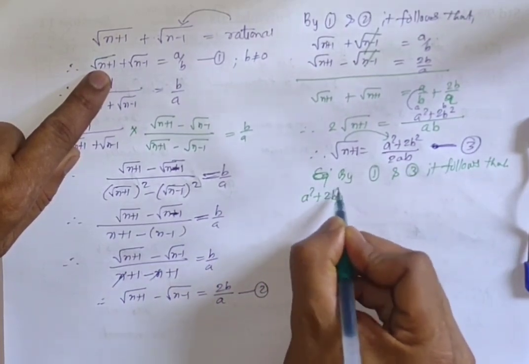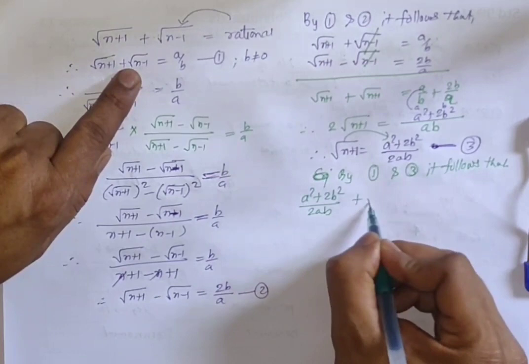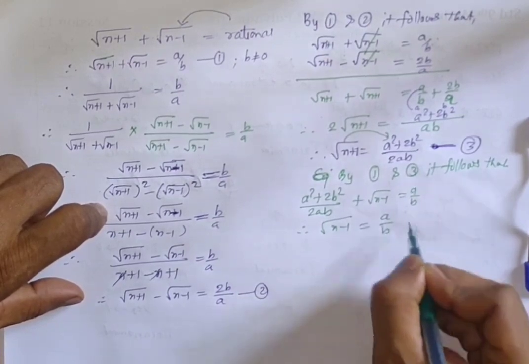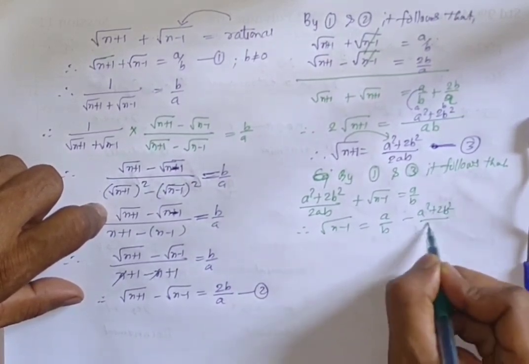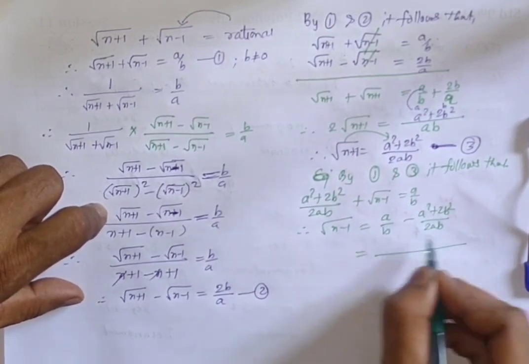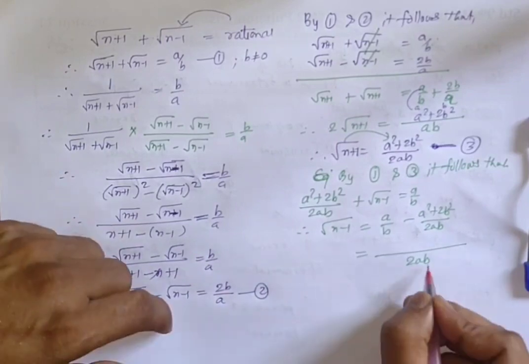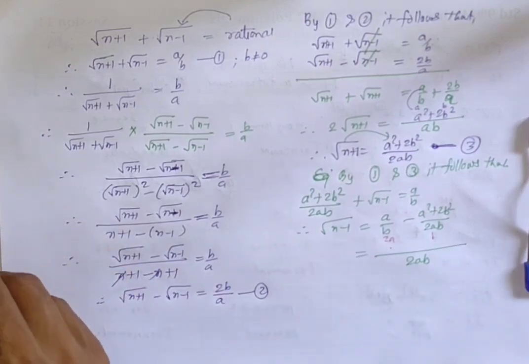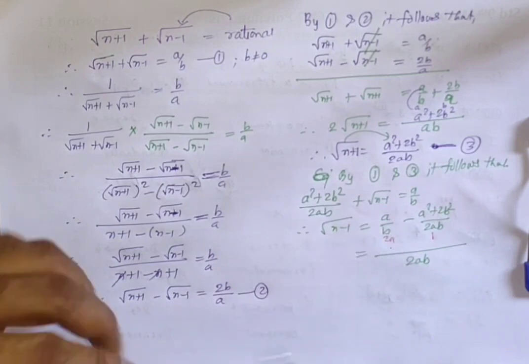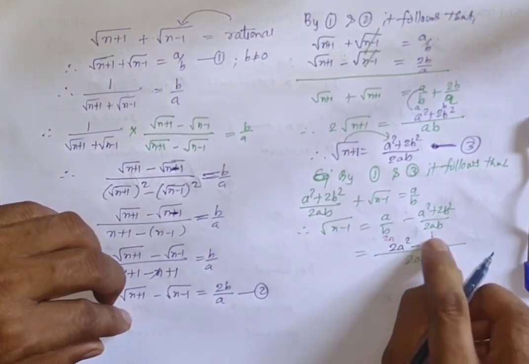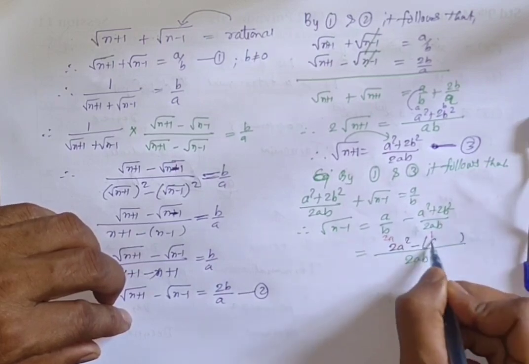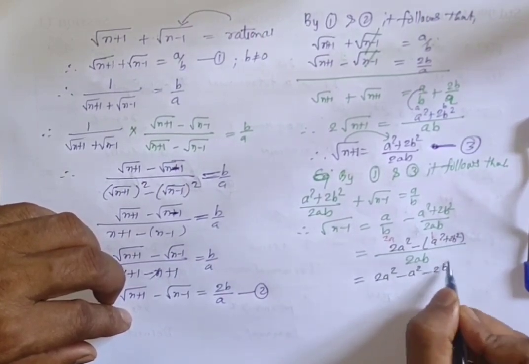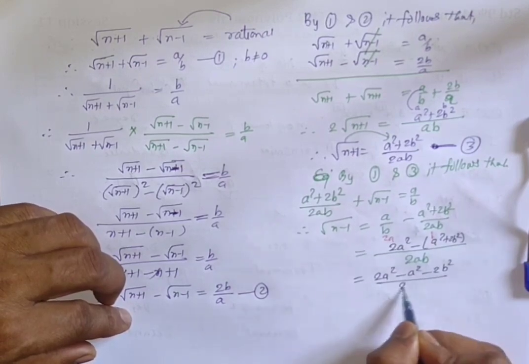What is that? A square plus 2b square upon 2ab plus root n minus 1 is a upon b. Therefore root n minus 1 is a upon b minus a square plus 2b square upon 2ab. That is equal to, yes, the LCM will be 2ab. Here what is missing? Here we have b, so 2a is needed; here it is already 2ab, so nothing is missing. This gives me 2a square, that is 2a into a, minus, the bracket has two terms, so I must write a square plus 2b square in brackets. Open the bracket: 2a square minus a square minus 2b square, whole upon 2ab.